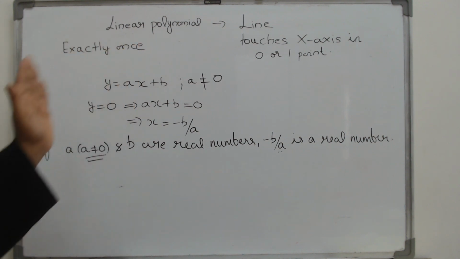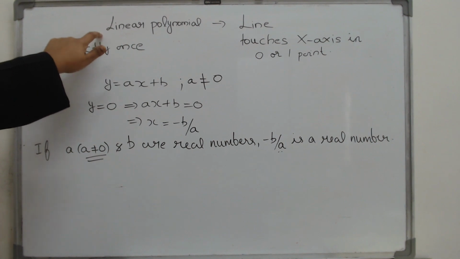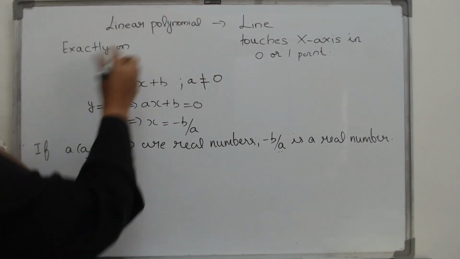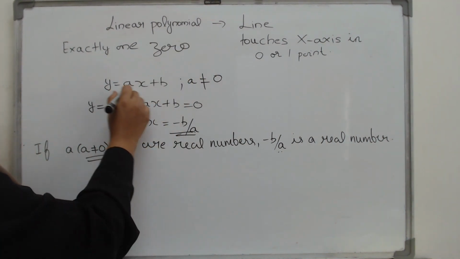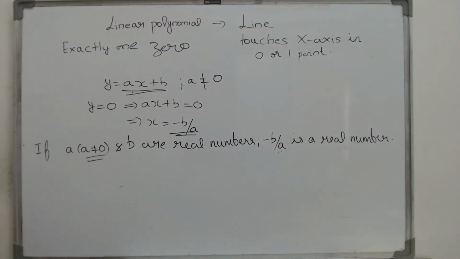From degree 2 onwards, the number of zeros will be less than or equal to your degree. From 2 onwards, it is correct. But for this particular case, please remember, it has exactly 1 zero. And what zero is that? It is minus b by a. If this is your original polynomial, this will be your zero.